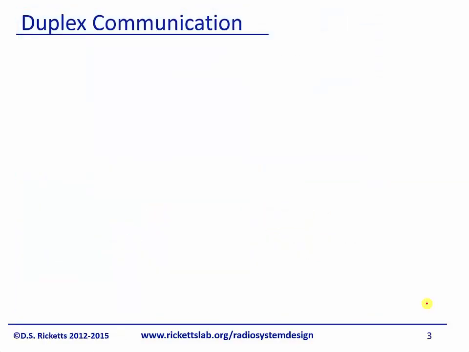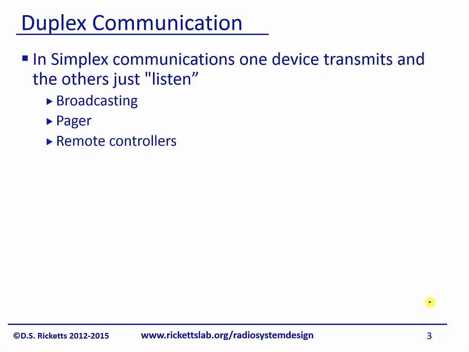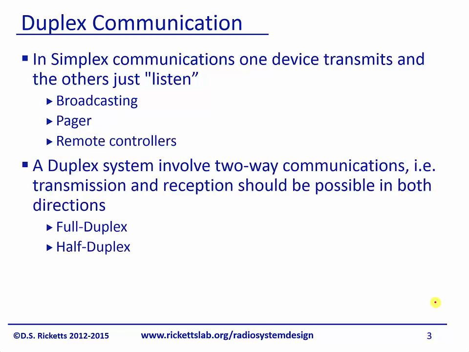All right, duplex communication. In a simplex communication, one device transmits and the other just listens. So an AM radio is an example of a simplex communication system, or a pager or remote control, where you just have one transmitter and the receiver is, in one sense, dumb. It does not transmit back to you. A duplex system, as the name would imply, involves two-way communication between two devices, so both transmission and reception.